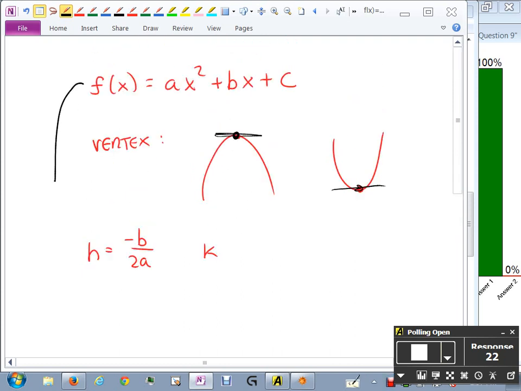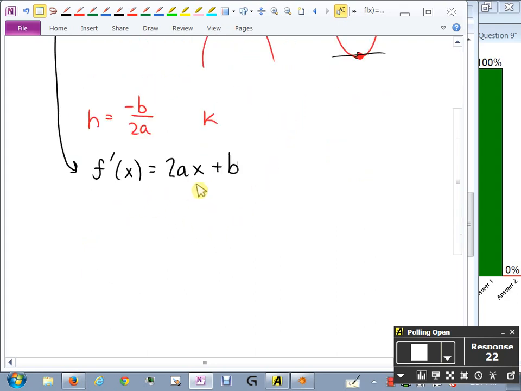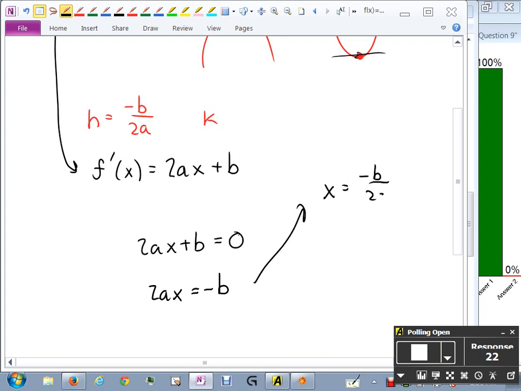What is the derivative of this function? Remember, A, B, and C are constants. What is it? 2ax plus B. What's the derivative of C? Zero. Now, what did you need the derivative to be equal to? Zero. Set it equal to zero. Solve for x. Move your b over. What do you get? 2ax equals negative b. Divide by 2a, and you get x is equal to negative b over 2a.